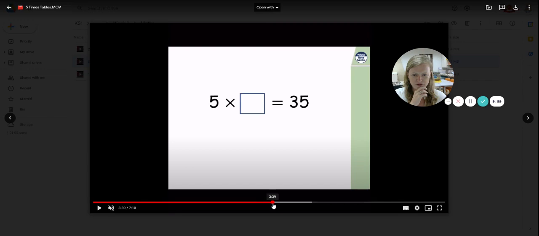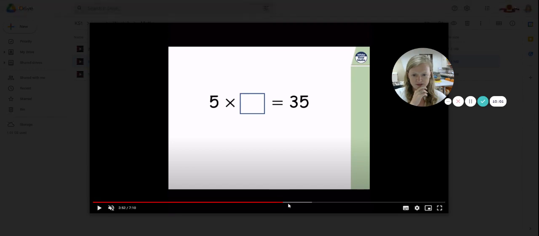7 multiplied by 5 equals 35. Let's see if we got it. We have 5 multiplied by 7 equals 35, or we could say 7 multiplied by 5 equals 35. Okay, let's look at the next one.